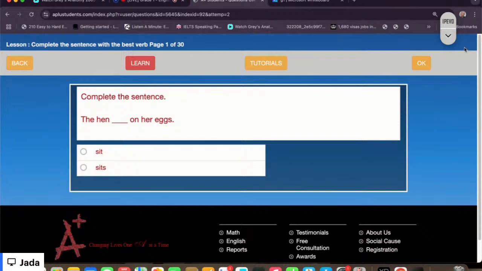Okay, so the hen dash on her eggs. You have to complete the sentence. Is it sit or sits? What's the right one here?